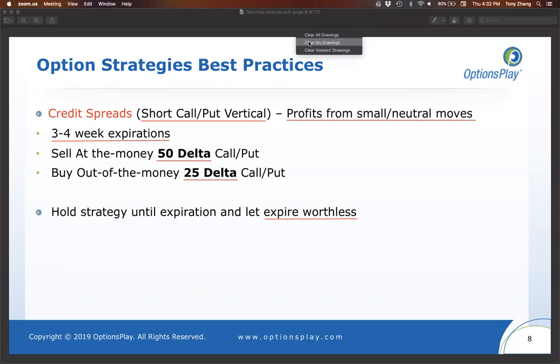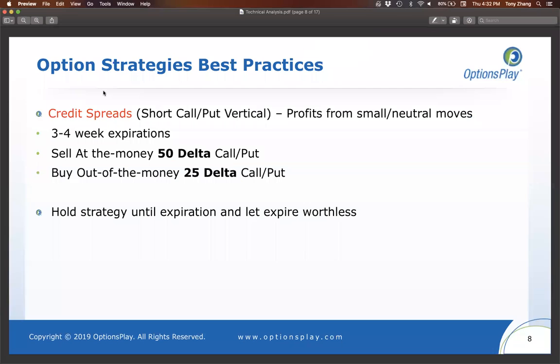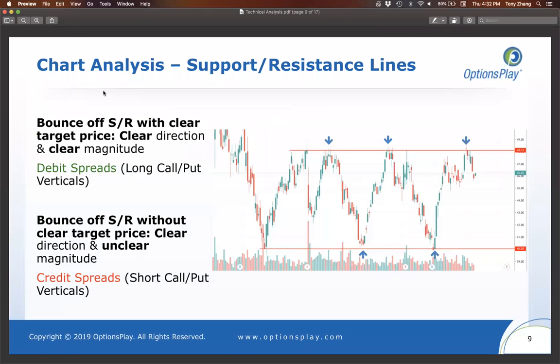So those are the three strategies we're going to cover here today. And what we want to do is we want to go over different forms of technical analysis and talk about when you should use specific types of options trades.